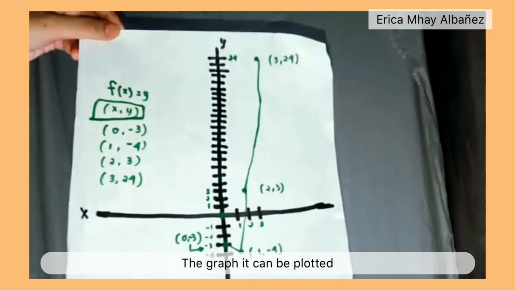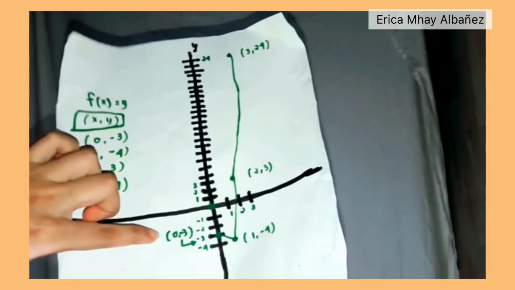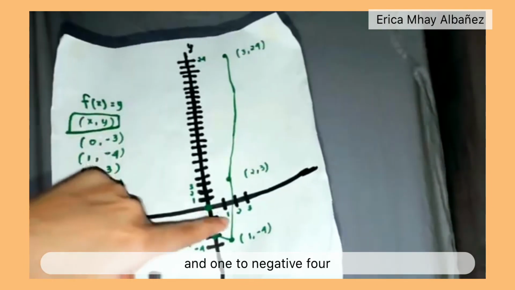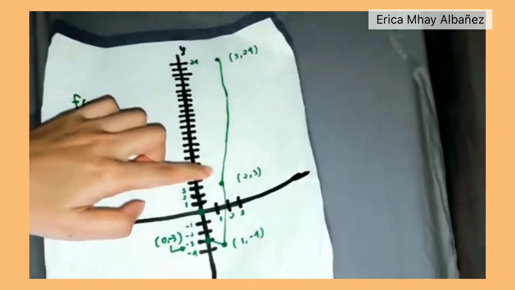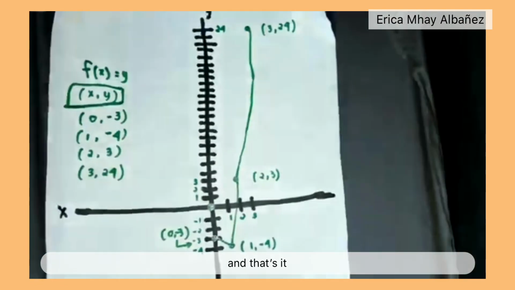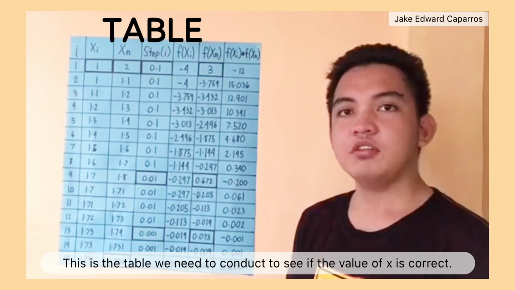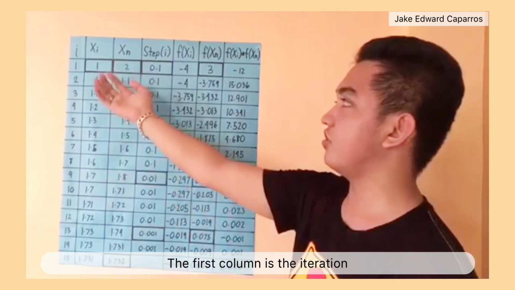The graph will be plotted with x and y: 0 to negative 3, and 1 to negative 4, and positive 2 to positive 3, and 3 to positive 24. And that's it. This is the table that we need to conduct to see if the value of x is correct. The first column is the iteration.